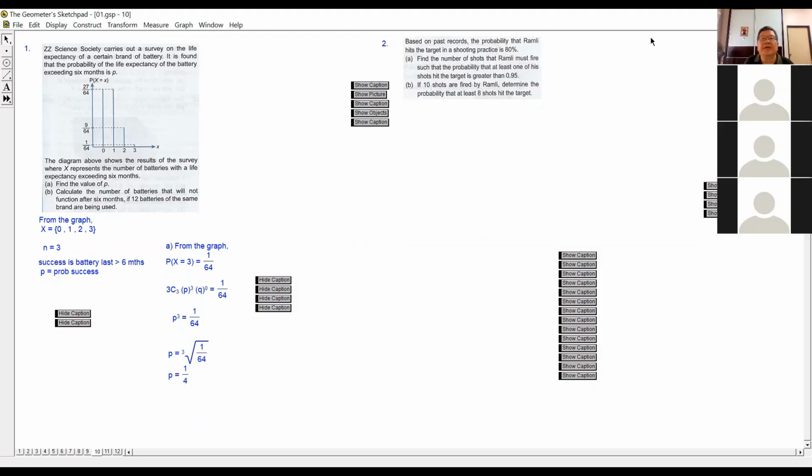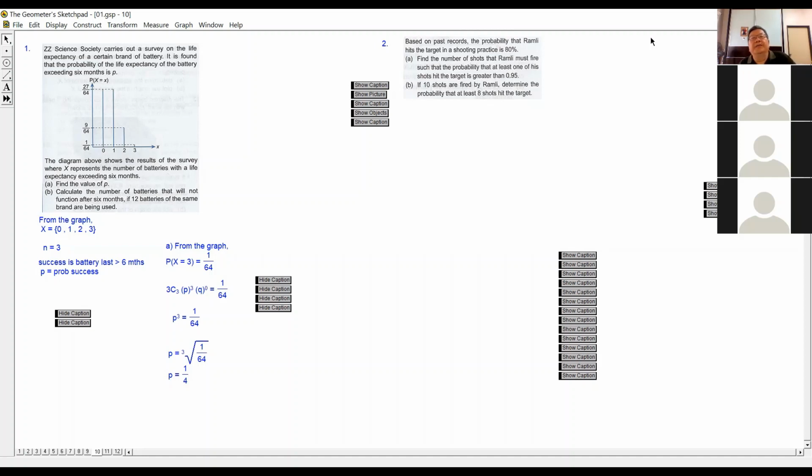Teacher, based on past records, the probability that Ramlee hits the target in shooting is 80%. Find the number of shots that Ramlee must fire such that the probability that at least one of his shots hit the target is greater than 0.95. If 10 shots are fired by Ramlee, determine the probability that at least 8 shots hit the target.